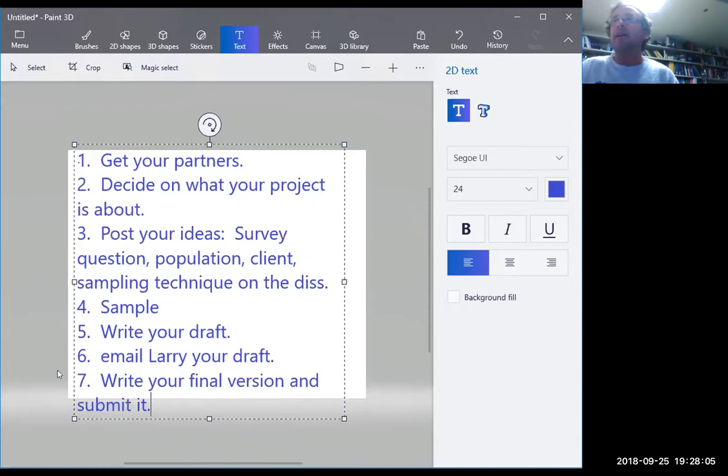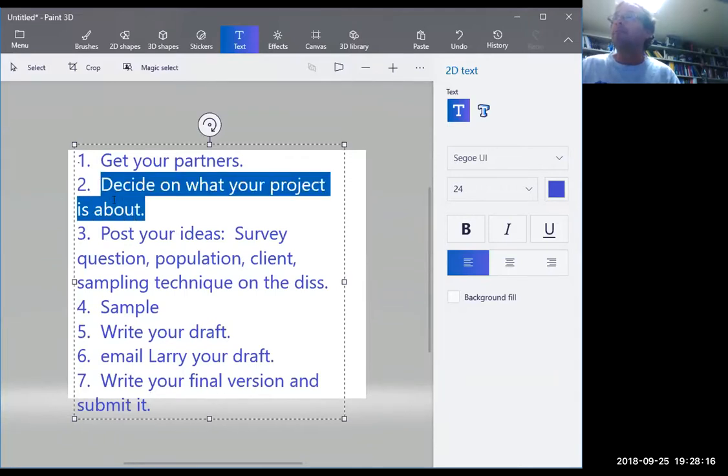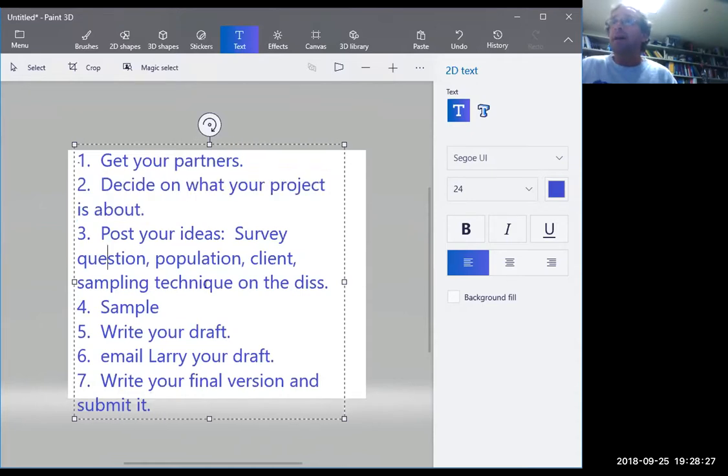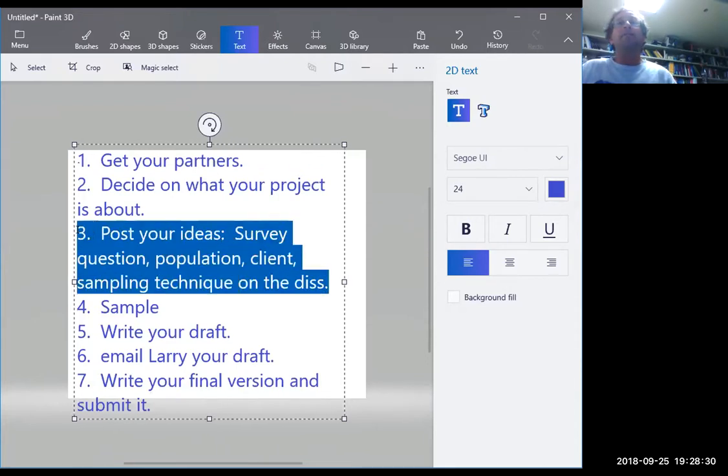Any questions at all on this list of things to do? So get your partners. That should be done already, or you should be panicked at this point. Decide on what your project is about. I would recommend having that done maybe by next Monday. It doesn't take that long. Post your ideas sometime next week. Pop them in the project discussion forum. That's where you post them, by the way, not the Q&A, but the project 1 discussion forum. I'm pretty good about getting back; within 24 hours, I'll get back to you on it.